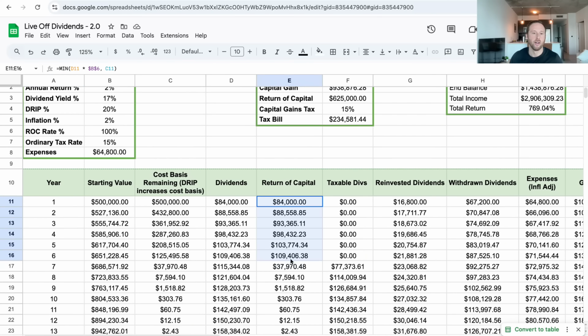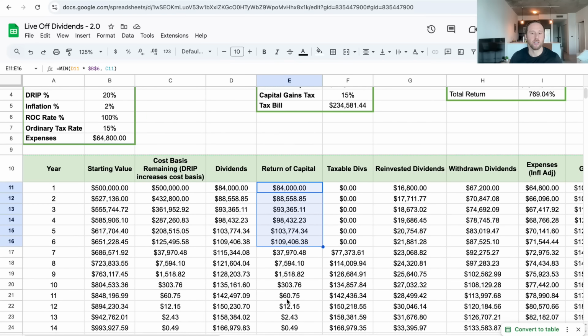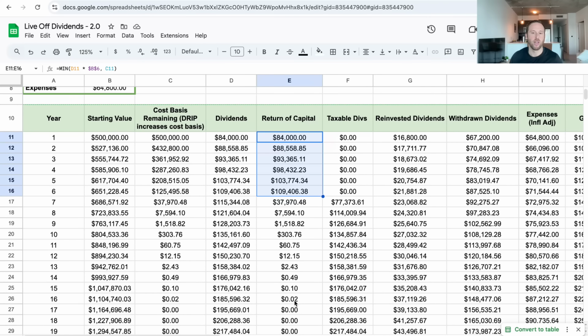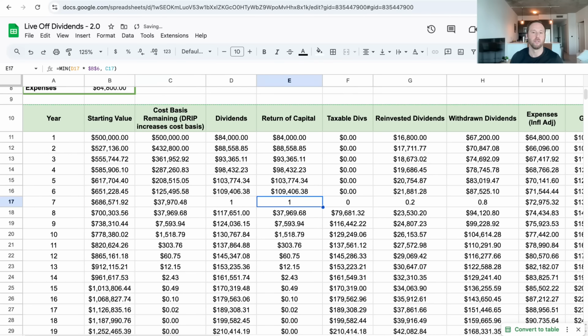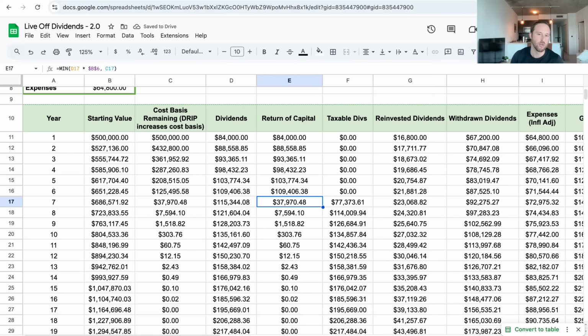And so you can see here that until you've fully depleted your return of capital, it takes about 16 years to fully deplete it. That being said, at some point after year 7, it'll come to a point where you have a split bag, where a portion of your dividends are going to become taxable, okay, and a portion are going to become a return of capital, right? In this case, in year 7, we have 37,000 that are still available for return of capital, and now 77,000 that will be taxable dividends.